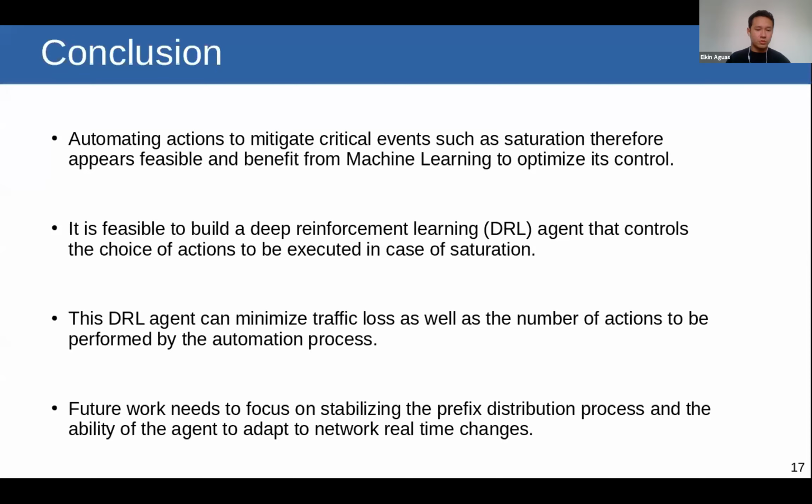Now, regarding the future work, there are certain things that I'm interested in doing. First of all is stabilizing the prefix distribution. Maybe you noticed that for both reinforcement learning algorithms, there are certain oscillations in the process. There are certain factors that I consider the source of this oscillation, so this is something that is going to be looked at. Also, to adapt this to more real scenarios, because networks are very dynamic and change all the time. They're very complex scenarios to consider for reinforcement learning problems.